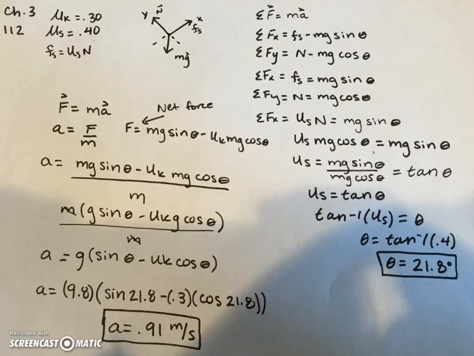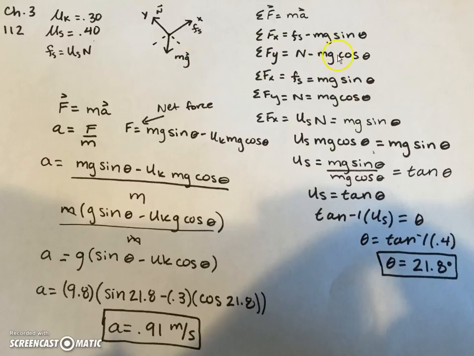So, label what you know. I drew the free body diagram of the brick sliding down the board. Summation of the forces is equal to mass times acceleration. So, summation of the forces in the x direction are the static friction force minus mg sine theta, because sine is the x component of mg. And summation of F in y is equal to N minus mg cosine theta.